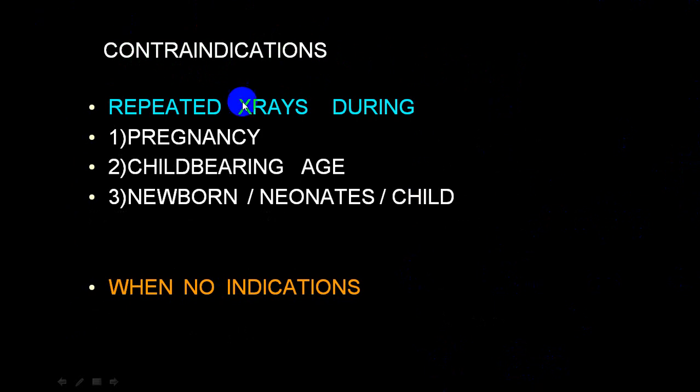What are the contraindications? One, repeated X-rays during pregnancy. Ideally it is a relative contraindication, but you should take precautions. During childbearing age also, try to take those precautions. In newborns, neonates and children, repeated X-ray is a relative contraindication. If X-ray chest is not indicated and it is not going to help you at all, don't ask for X-ray chest. That is the major contraindication.